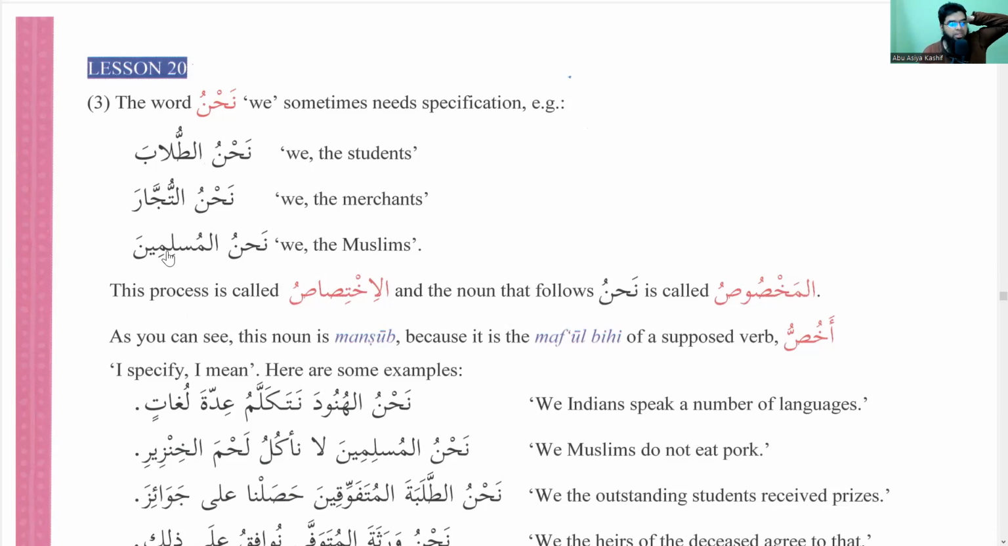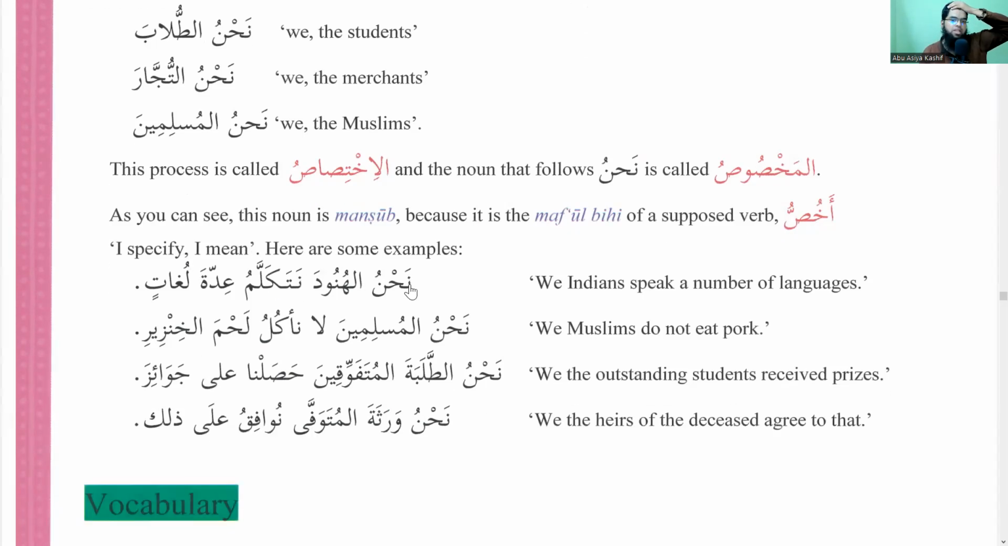Khusus. Why do we make it mansub? Because there's a verb hidden. Right? Akhussu. I specify the Indians, for example. Nahnul Hunuda, we Indians, natakallamu iddat al-lughat. We Indians speak a lot of languages. Nahnul Muslimina, we Muslims, la nakulu lahma khinzir.